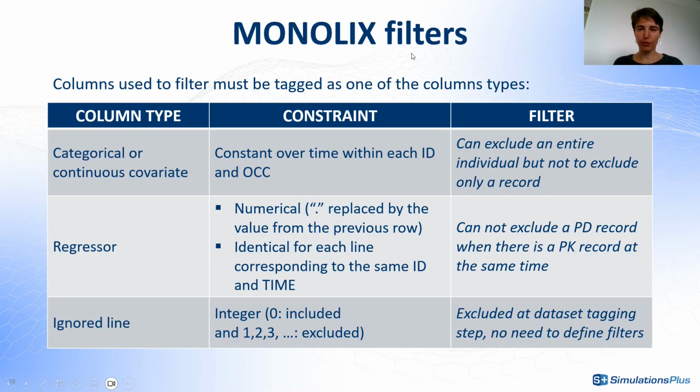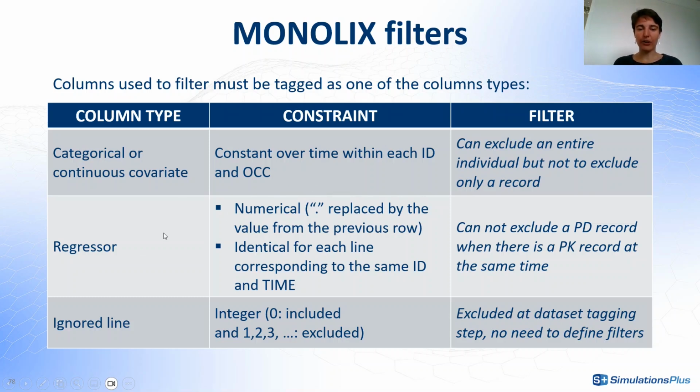I have a small note on those filters because that's going to be a bit complicated at the beginning. Before you can use a column to filter, you need to tag it as a specific column type in Monolix, and each column type has specific constraints. So if you tag your column as categorical or continuous covariate, as I have done for the dose milligram, then it needs to be constant over time within each individual or each occasion of each individual. So this means that you can use this type of column to exclude an entire individual, but not just to exclude a single record. Alternatively, you can tag your column as a regressor.